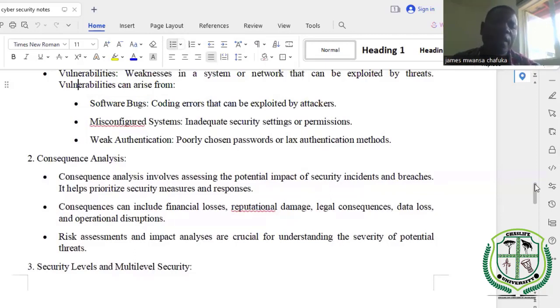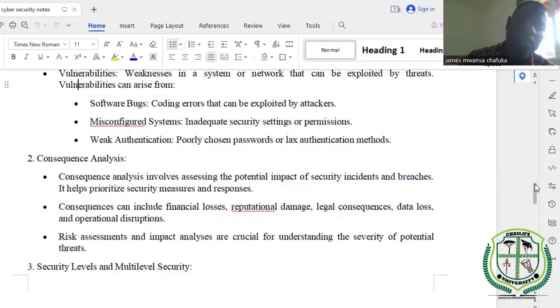Apart from that, consequences can include financial losses, reputation damage, legal consequences, data loss, and operational disruptions. And then there's also the aspect of risk assessment, which is very important. Risk assessment and impact analysis are crucial for understanding the severity of potential threats.